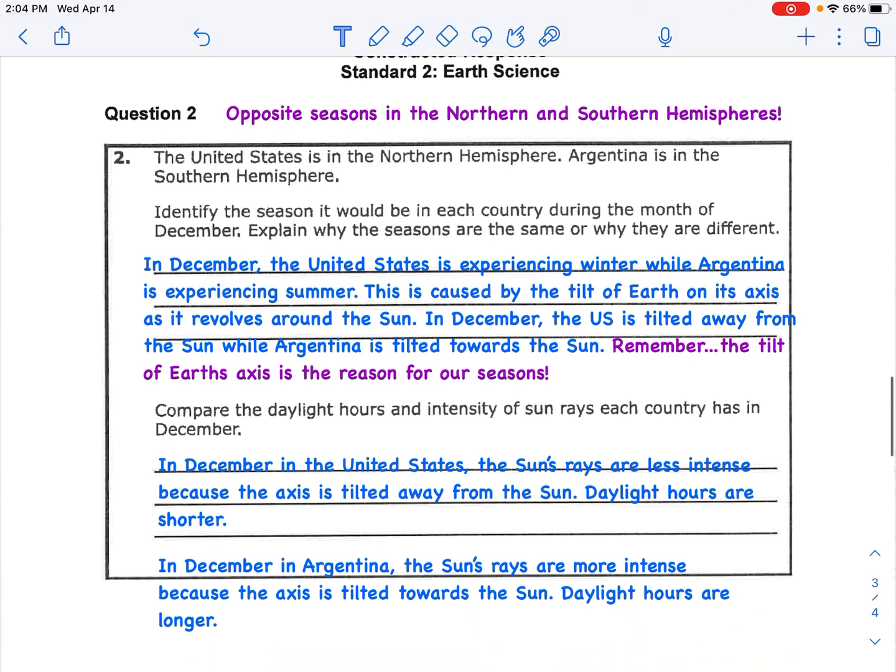The United States is in the northern hemisphere. Argentina is in the southern hemisphere. Identify the season it would be in each country during the month of December. Explain why the seasons are the same or why they are different.